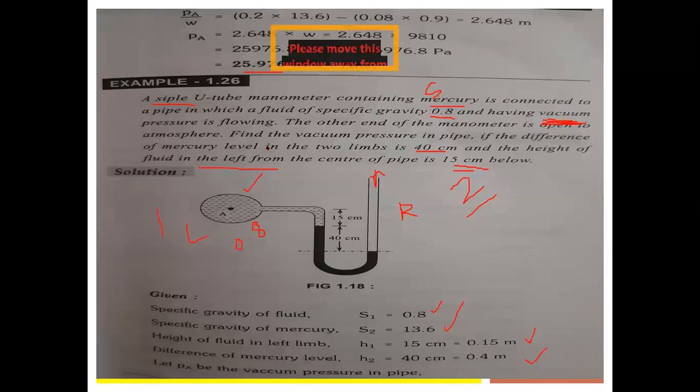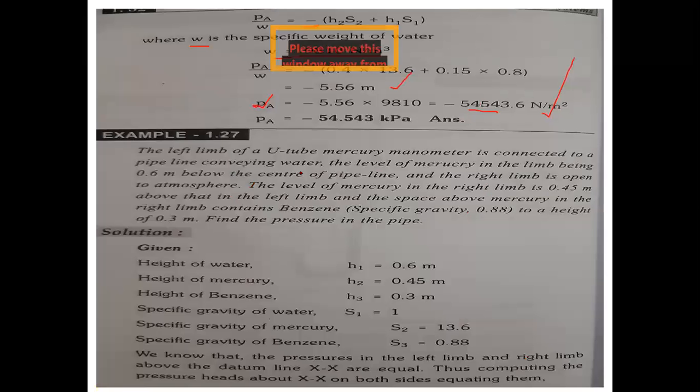given problem. Here they asked to find the vacuum pressure. What is vacuum pressure? We have to find PA. Vacuum pressure is PA. Understood the problem? Right. Okay. See the next one.